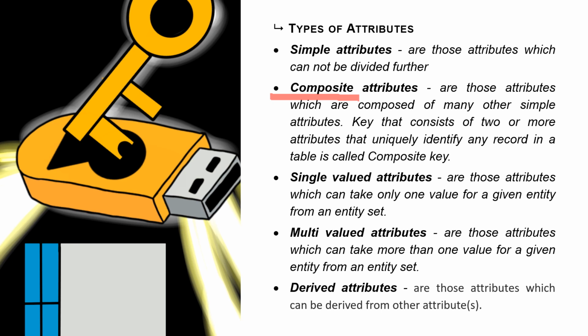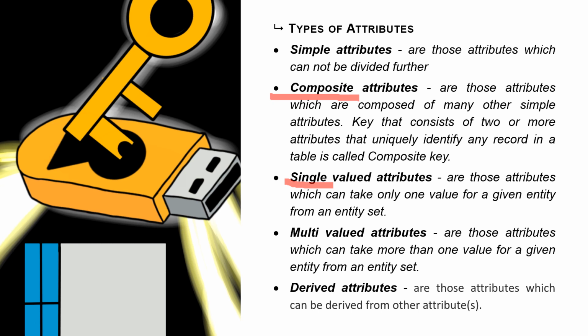And then we have the single valued attributes. If we say single valued attributes, these are the attributes which can take only one value of a given entity from an entity set. So, in an example, we have the gender. So, all attributes here are single valued attributes as they can take only one specific value for a given entity.